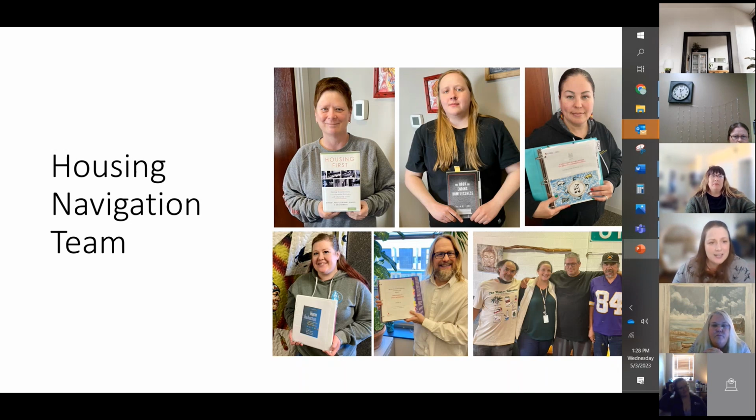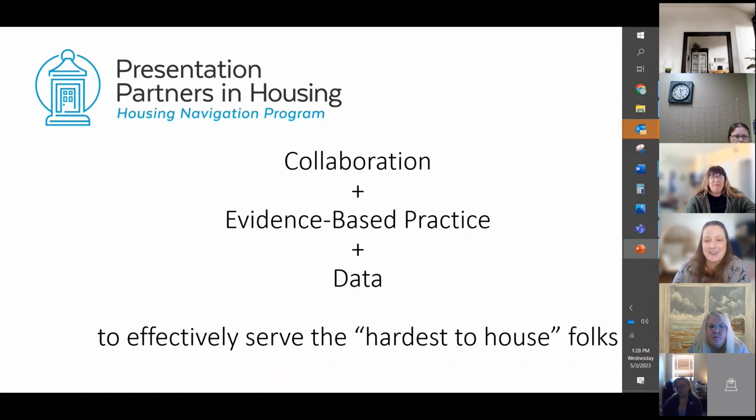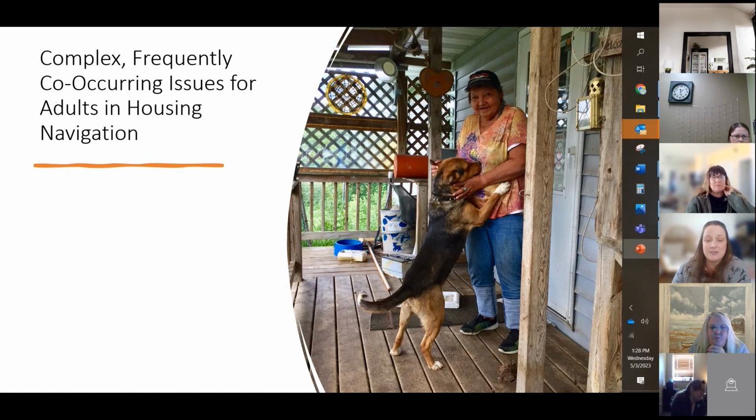And we also have a landlord engagement specialist who does not work in our office because we want to have a separation of the housing and the supports, right? And I could not get him to take a picture for this PowerPoint. But so we have our collaboration, evidence-based practice, and data to effectively serve the hardest to house folks. And here's kind of what that looked like. So again, we took all of these principles to see what could happen. What could we do?